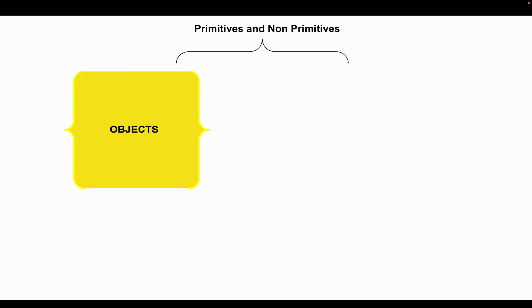So in JavaScript, we have only two types of values. Those are primitives and non-primitives. The non-primitives are also known as objects, and whatever is outside the object is known as primitive values. So here we have an example of both of these.